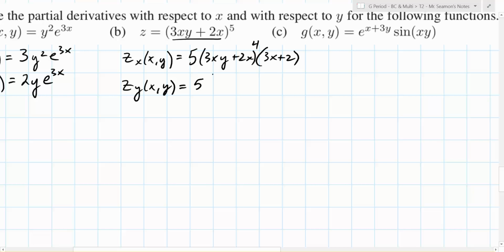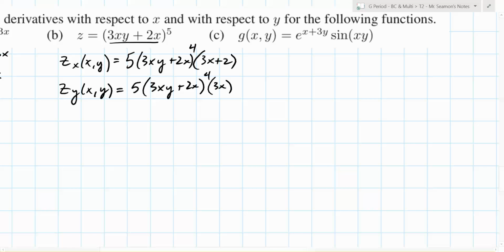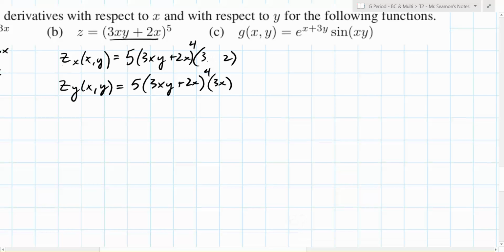So what about z_y, (xy)? You drop the 5 first. Same idea, right? (3xy + 2x) to the 4th, right? But in this case, what is the coefficient? Just 3x. Because if x is a constant, what's the derivative of 2x with respect to y? 0. I think it's 3y plus 3 what? 3y plus 2. 3y. Oh, sorry. Yes. Thank you. It is 3y. You're absolutely right. It's the coefficient of the x.